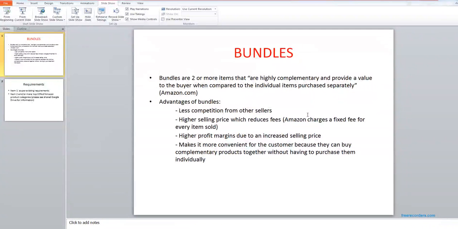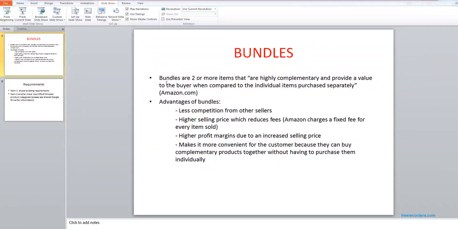Hello. So today, in today's training, I'm going to talk about bundles and explain what bundles are and how we can go about looking for bundles and creating bundles. So, firstly, I'll just explain what a bundle is.